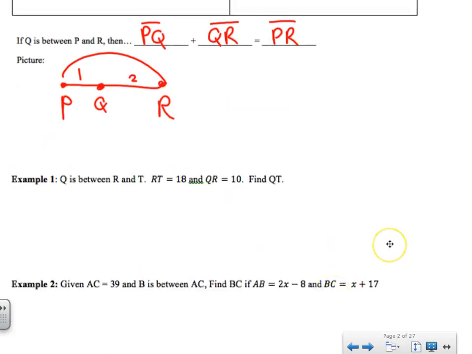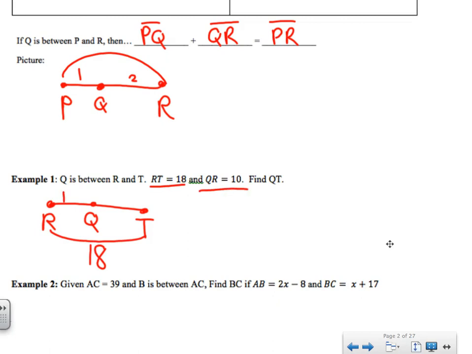Example 1: Q is between R and T. So I'm going to go ahead and draw my line, R and T, and I'm going to put Q in between it. I know RT is 18, so the whole line is 18. I know QR is 10, so this piece is 10. Find QT. So I don't know QT.